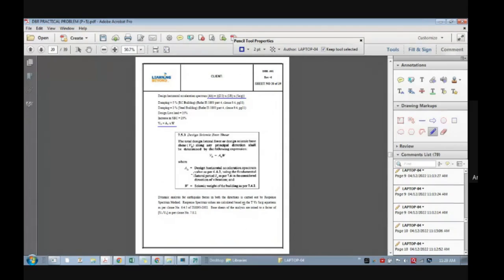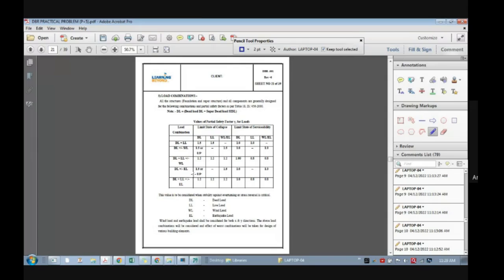So we have considered dead load, self-weight, SIDL, superimposed dead load, using IS 875 part 1, then live loads, IS 875 part 2, and earthquake loads, IS 1893. I'm not taking wind load in this case, for example, as the building is smaller.